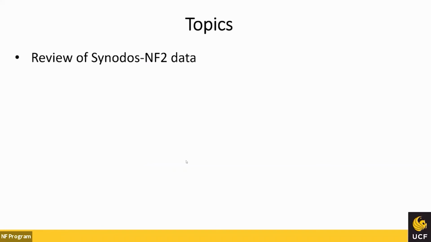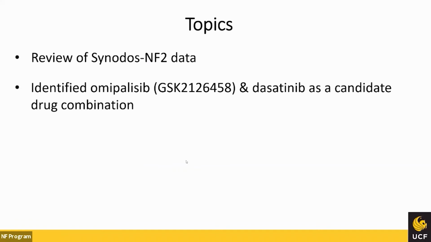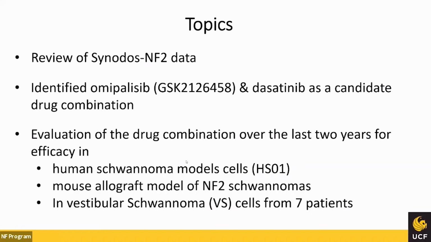I will briefly review work by the Synodus NF2 consortium that served as the foundation for this study by identifying SRC and FAK as kinases to co-target with PI3 kinase mTOR inhibitors. Since then, our lab has identified omepallisib and dasatinib as a combination for further evaluation in human HSO1 cells, a mouse sciatic nerve allograft model, and in vestibular schwannomas.